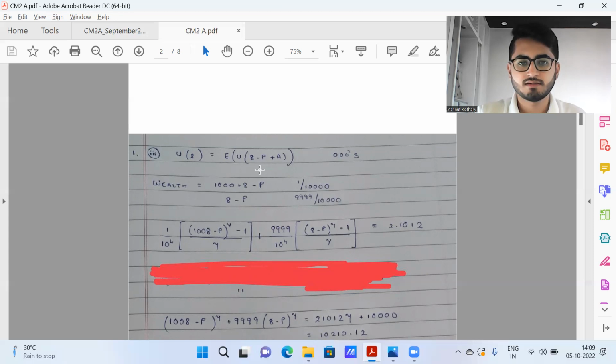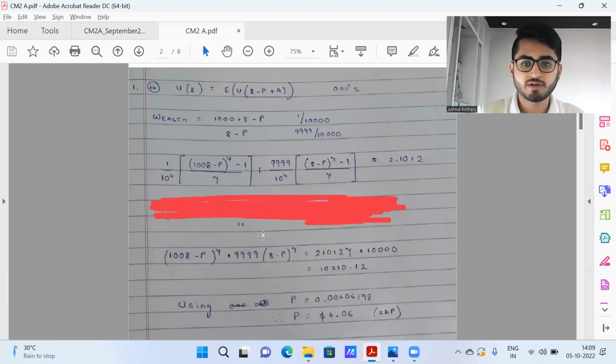So now my wealth, RHS, I need to find its expectation. This is gonna be 1,000 plus 8 minus P. This is when I win the lottery, which has a probability of 1 by 10,000. And this is when I do not win the lottery. So I'm getting a payoff of 0. So I'm left with 8 minus P over here. I take its expectation. I equate this to 2.1012, which is utility 8. I have further simplified this over here.